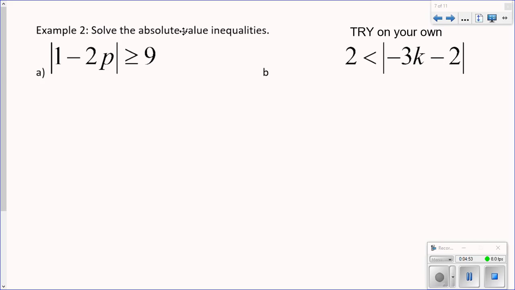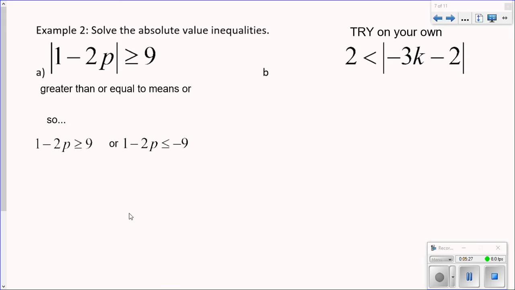So, example 2. We have to solve this absolute value inequality. This absolute value is already by itself, which is great. That means we can split it. It's greater than or equal to, so we're going to split it into an or statement. First inequality: 1 minus 2p is greater than or equal to 9. Second one: 1 minus 2p, flip the sign, so it's less than or equal to, and change that 9 to negative 9. So those are our two inequalities we're going to solve.